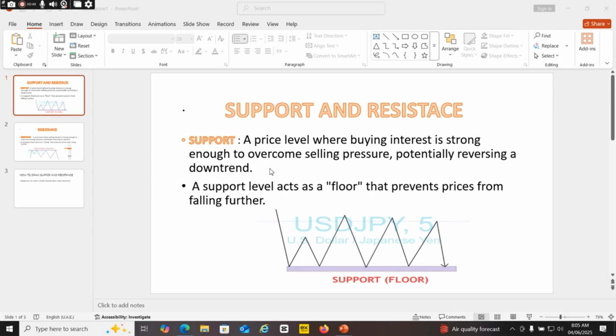Okay, so when the price is in a downtrend, if it goes down and reaches that particular level, the reversal happens. Number two, a support level acts as a floor. Let's say for example you build a house, you understand, you make a floor. What is that floor there for? That floor protects something. If something falls onto that floor, it protects it from going down, and it bounces back.